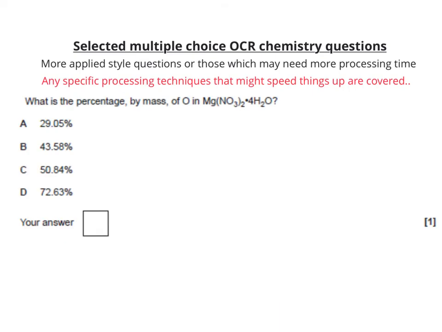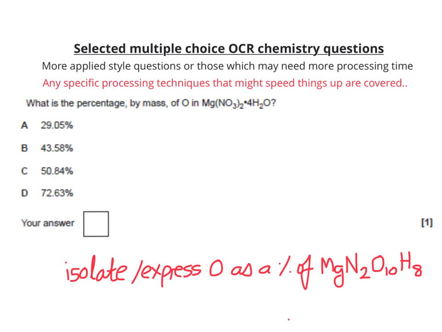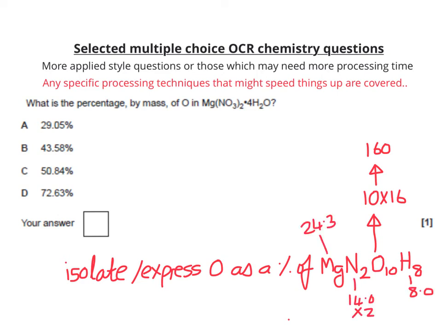So with this one, you've got to just isolate the oxygen as a percentage of the total MR, or the total molar mass of your compound. But the trick here is to write it out as a molecular formula. So now what you can do is take the oxygen, and you can see that that's 160. And if you take all the other separate elements, you can now isolate oxygen and express it as a percentage.